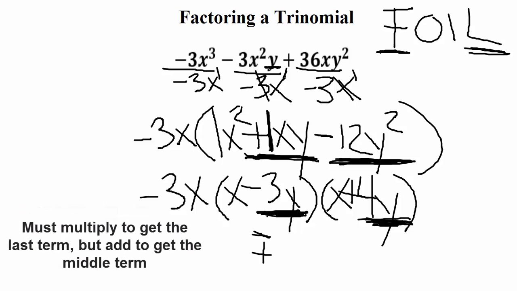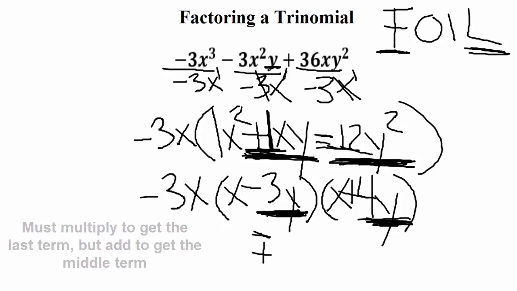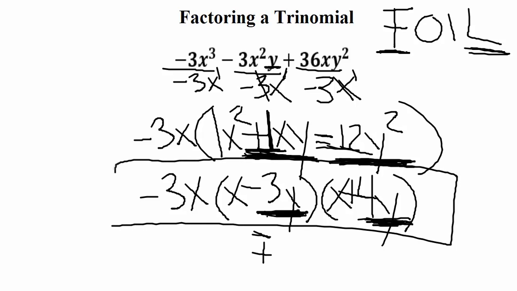And there is that quick little check that we can do. Remember that these must multiply to get the last, but add to get the middle. So negative 3 times positive 4 is a negative 12. And negative 3 plus 4 is a positive 1. So our signs are correct here. So our final answer here is negative 3x times x minus 3y times x plus 4y.